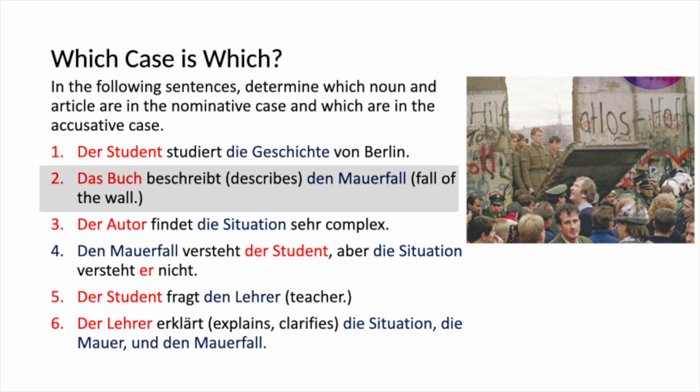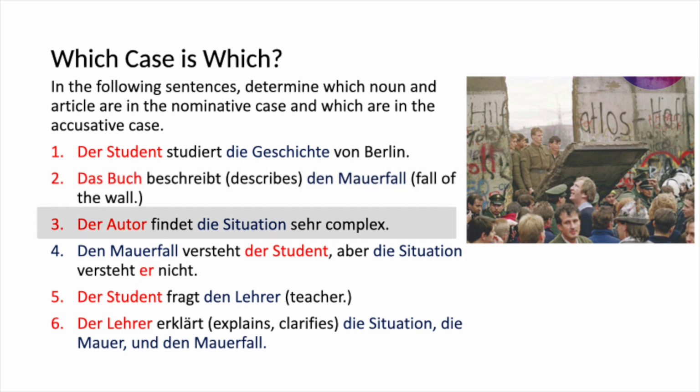In the second one, we have das Buch beschreibt den Mauerfall. So here, because something is being described and something is doing the describing, we're guessing that in the class on history, the book is the one describing in the nominative case, and what it's describing is the fall of the Berlin Wall, which is the subject which the student is learning about. So das Buch is red and den Mauerfall is blue. Once again, red is nominative and blue is accusative.